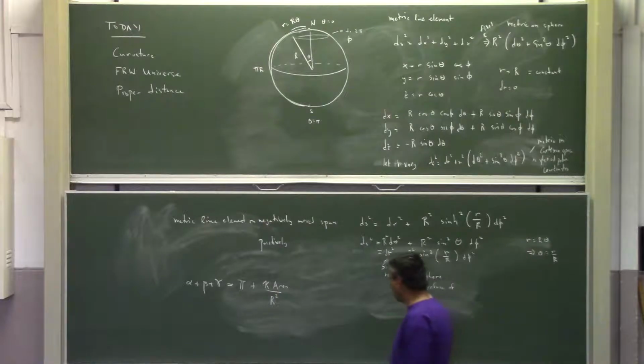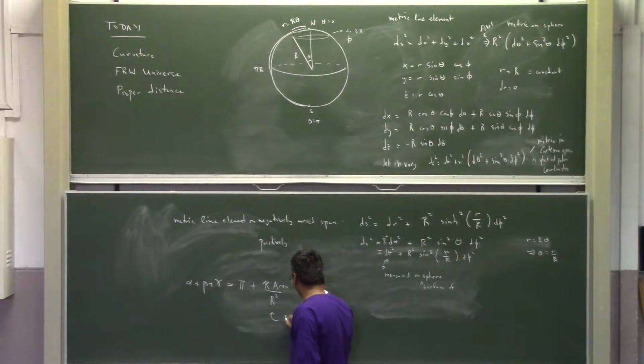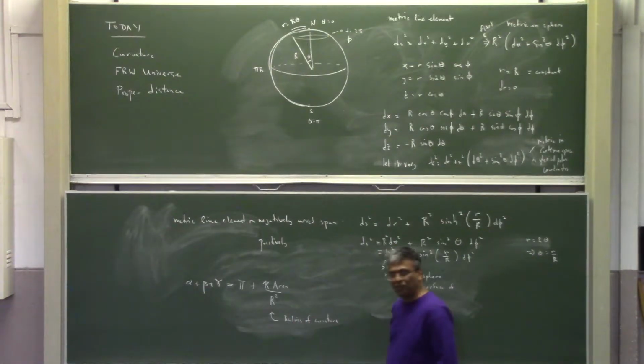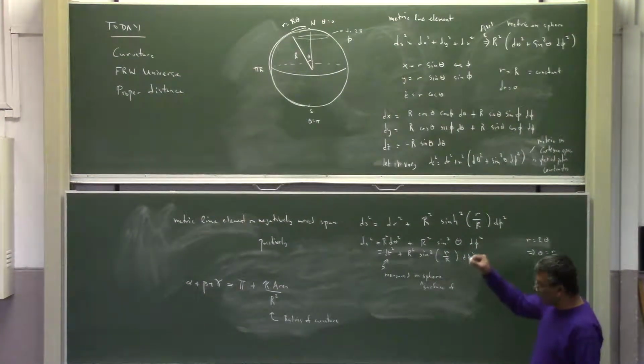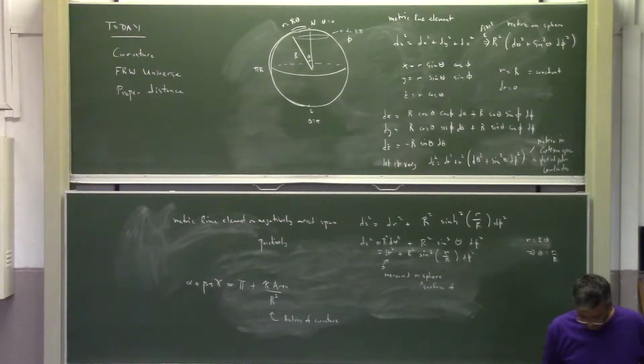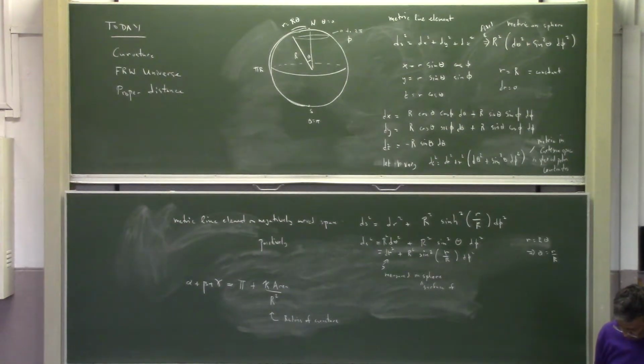This parameter r is called the radius of curvature. So for a sphere, this is the radius of the sphere. For a saddle, it's basically the curvature of the saddle. Okay, so we'll notice some other things about these metrics.